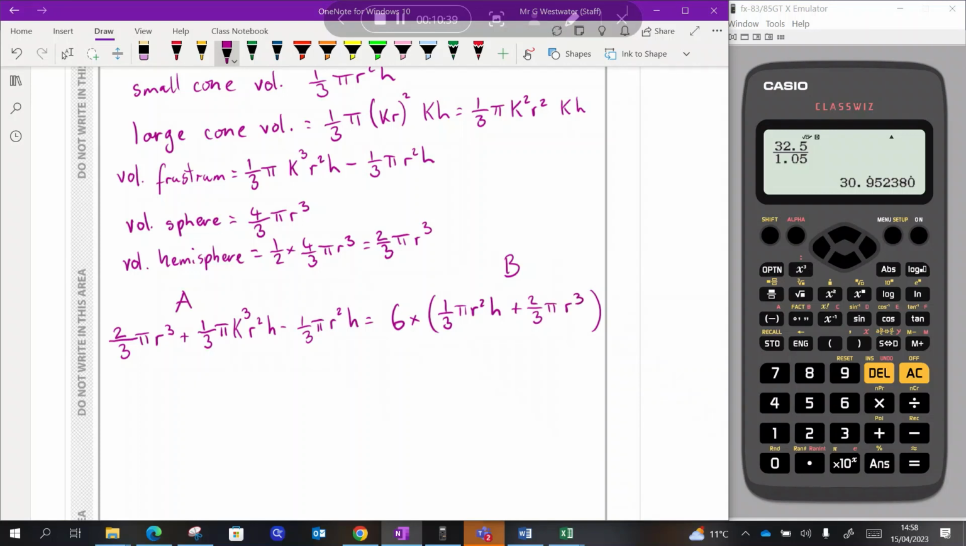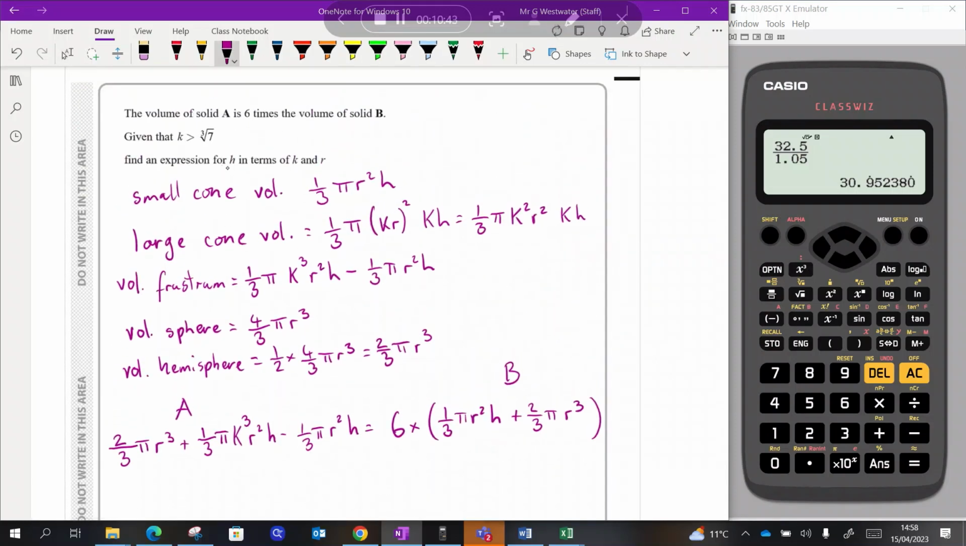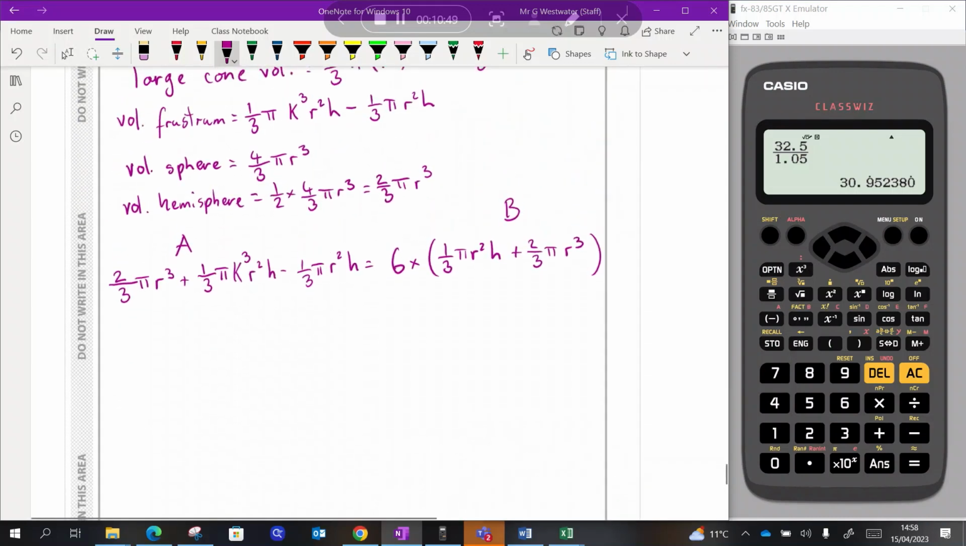And now we need to multiply it out, and we are trying to find an expression for h in terms of k and r. So we want the end game to be h equals something. So multiplying everything through, let's multiply this out. So 6 times a third is 2. So this is 2 pi r squared h. And 6 times 2 thirds is going to be 4. So plus 4 pi r cubed.